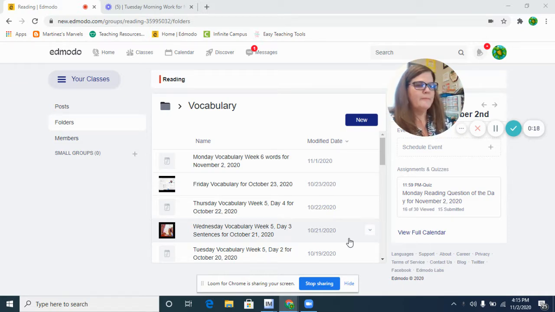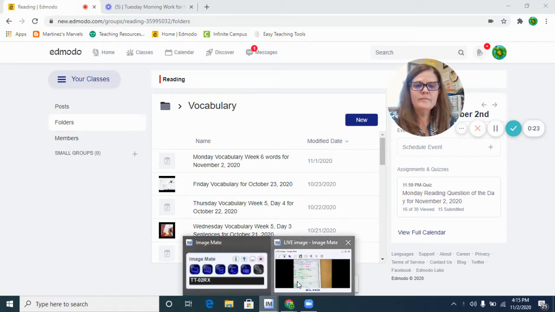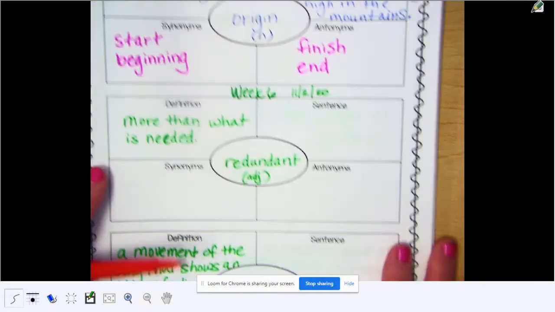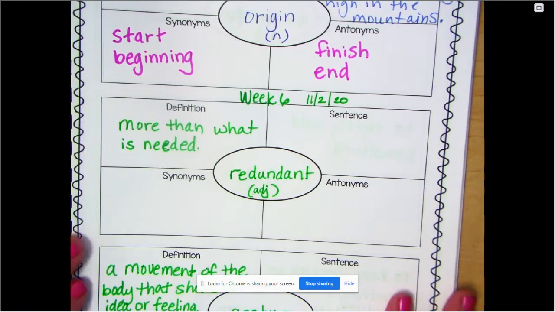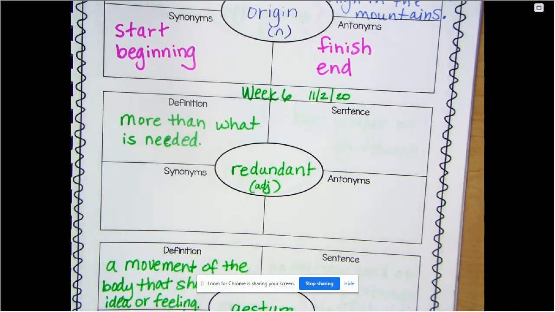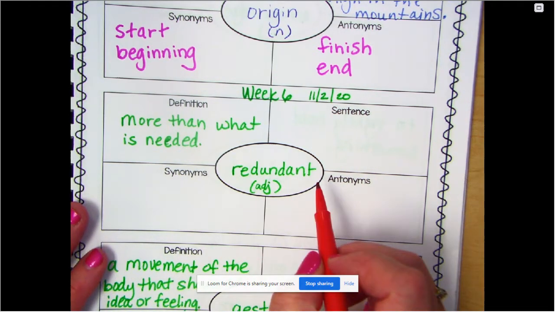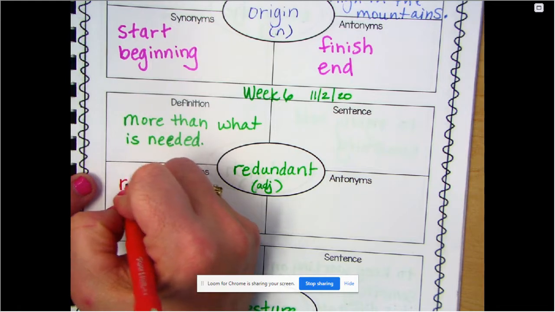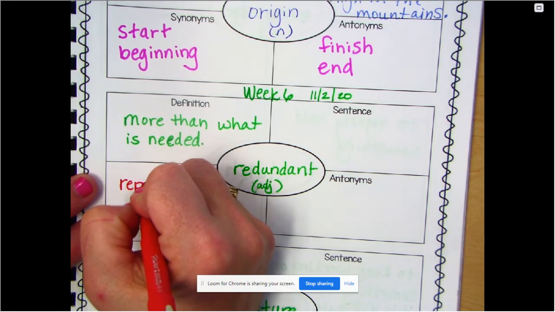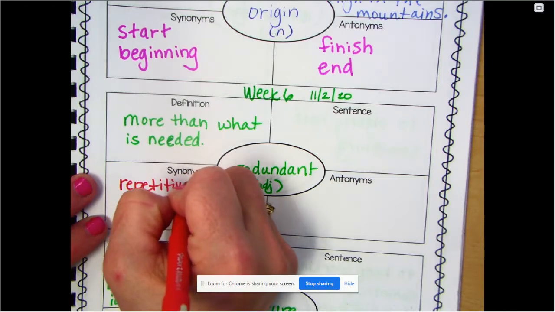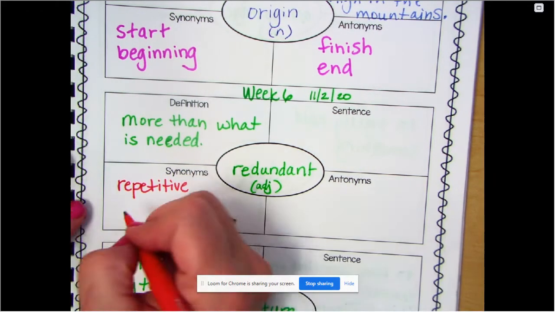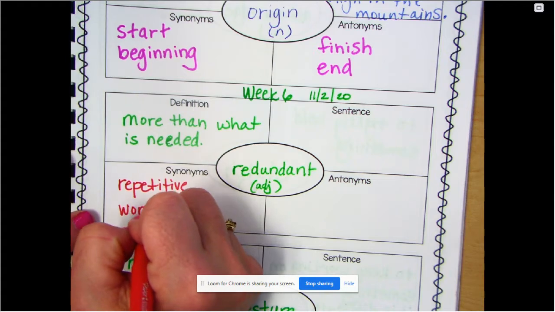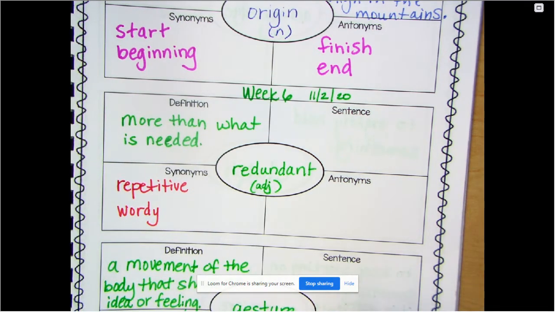All right, we are going to be doing our antonyms and our synonyms. So if you will turn to week 6, our week 6 words. I'm going to get the camera going. We're going to be doing the synonyms and antonyms for our 5 new words. Our first word is redundant, meaning more than what is needed. Something redundant is repetitive. It repeats over and over. Or another one would be wordy. It has a lot of words, more words than it needs.